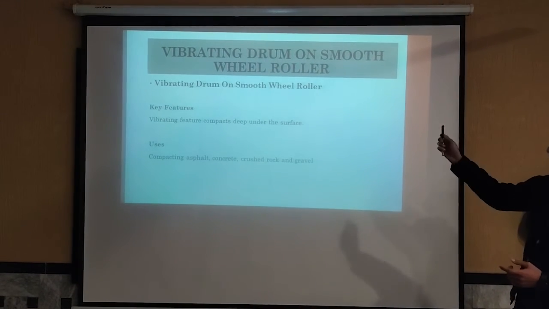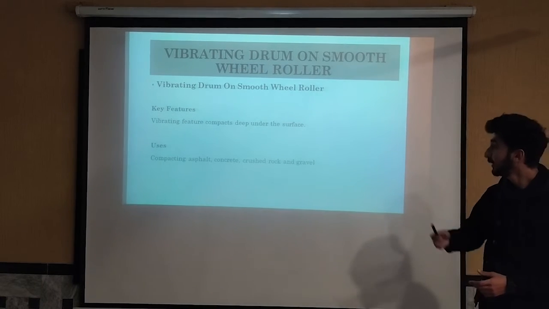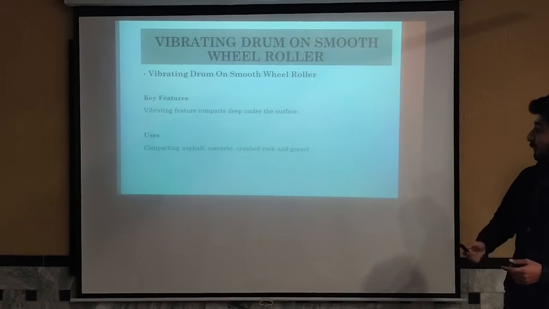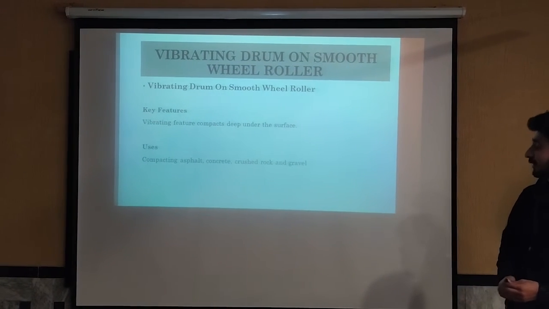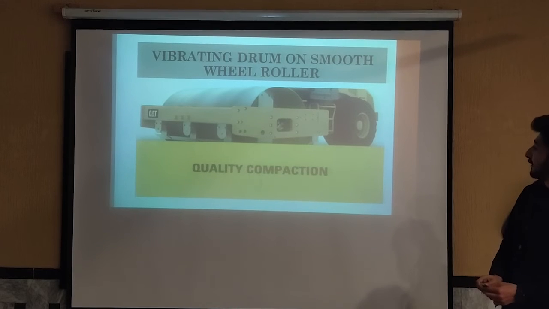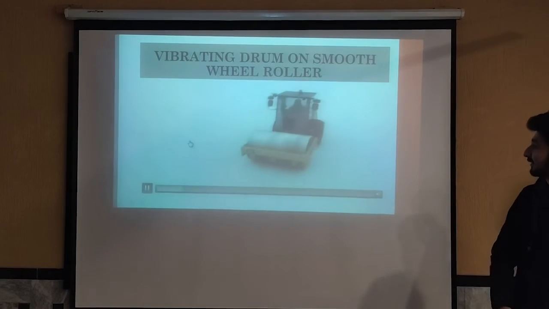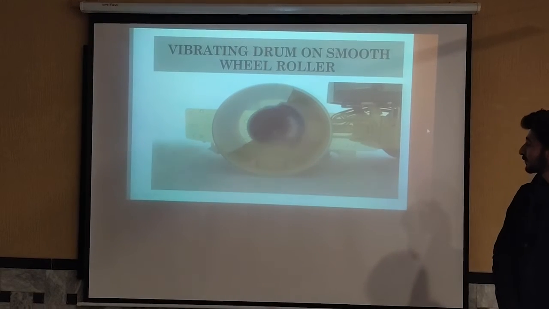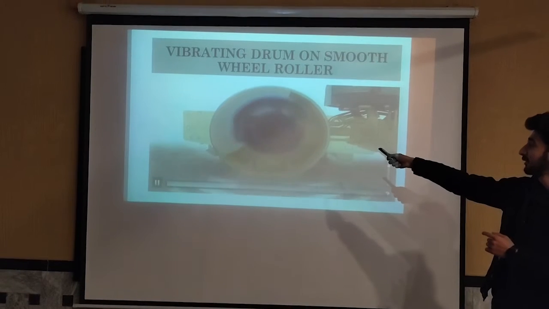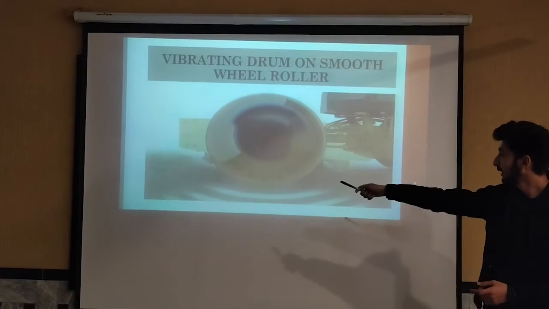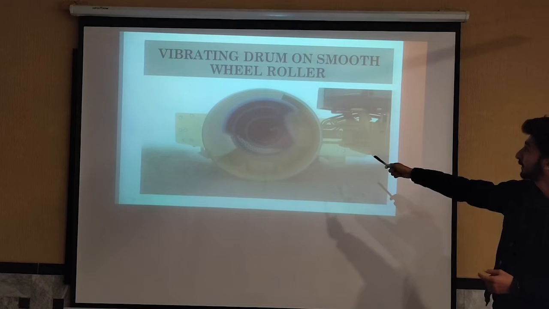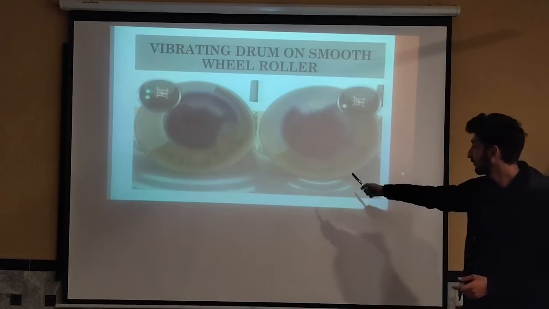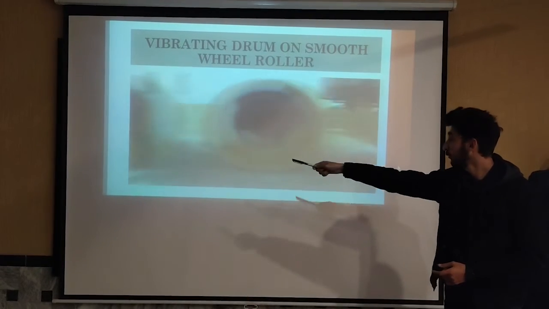Vibrating drum, the key features of vibrating drum. Vibrating drums compact deep under the surface. Its uses are compacting asphalt, concrete, crushed rock, and gravel. As you can see, it's vibrating, and all the land is being vibrated by the vibrating drum on the smooth wheel roller. It's not just doing this, but also covering the whole area.